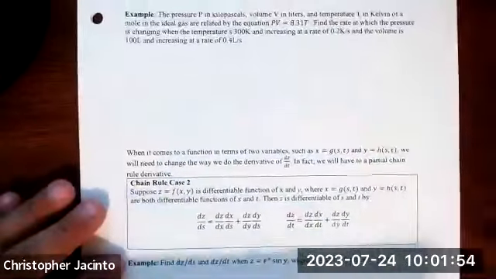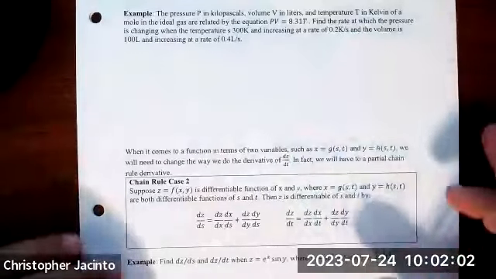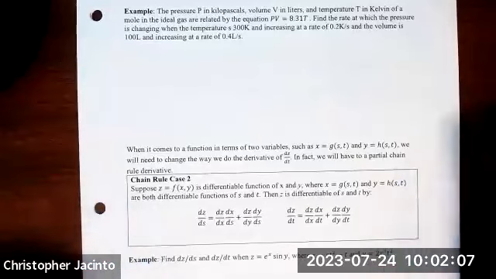So let's do one more example before we get to case 2. And this example is an actual application, so you can see how the chain rule is done in application format. If you guys have taken chemistry before, you probably recognize this example here.